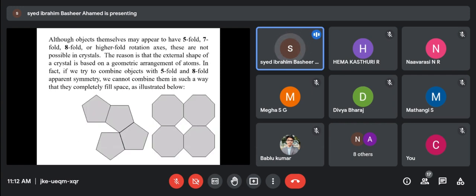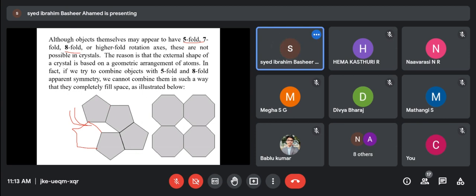If I think of 5-fold or 7-fold, 8-fold or a higher fold of axis, it is not possible to have a proper geometric arrangement. So think of this 5-fold object. If you try to pack, how will you do the packing? You can put another molecule here, then I have to pack another molecule something like this. So internally you will have a gap, right?